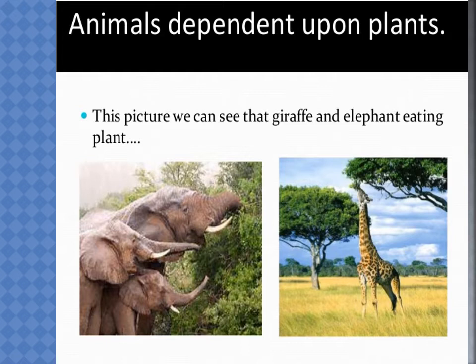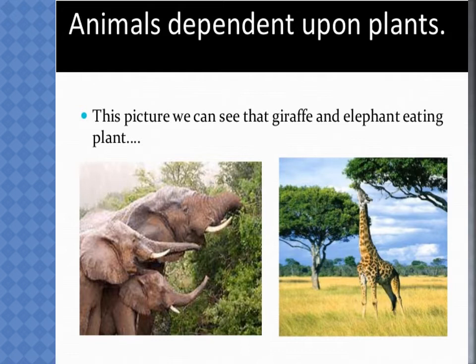Bats are making their home. Monkey also sitting on the trees. Squirrel also sitting on the trees. These types of animals depend upon the plants to maintain the balance of oxygen and carbon dioxide by the process of photosynthesis. This helps to maintain the environment.